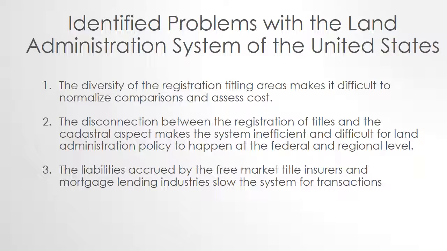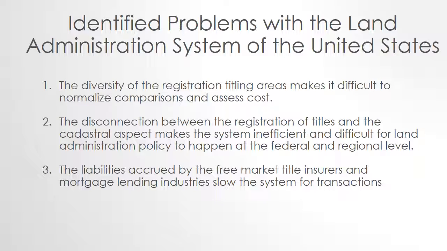Some of the identified problems from analyzing the United States is the diversity of the registration areas makes it difficult to normalize comparisons and assess costs. I mean, 3,100 something county or county equivalent levels, and they vary as much as from Los Angeles to, like I said, Sioux Falls, South Dakota, or Mentone, Texas, to Tampa Bay, Florida. I mean, it's too much all over the map. The disconnection between the registration of titles and the cadastral aspect makes this system inefficient.